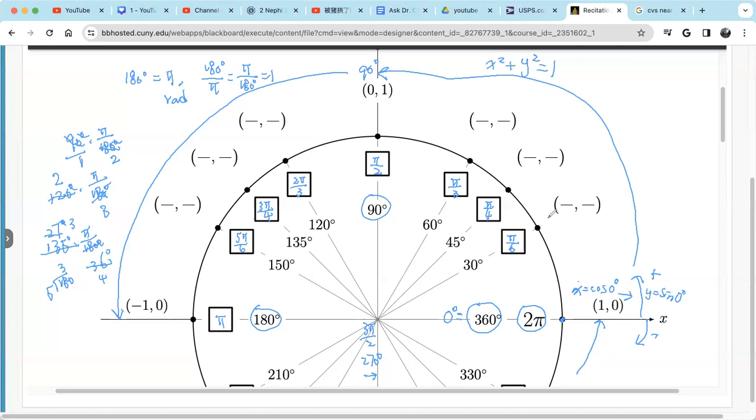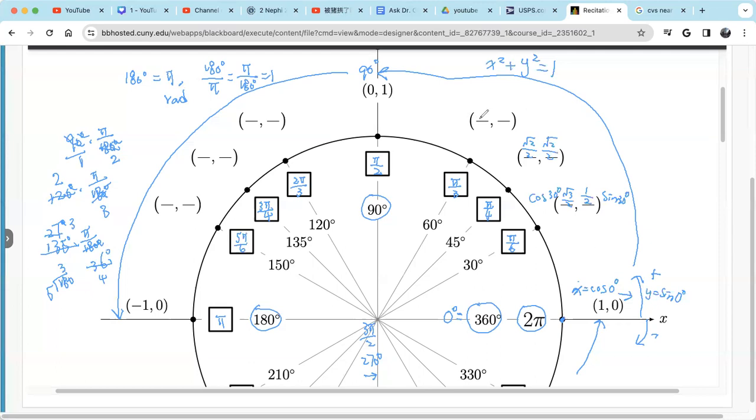So for 30, the first one is cosine 30 degrees and the second one is sine 30 degrees. Sine 30 is a half, and cosine 30 is square root of 3 over 2. Then pi over 4: the first one is cosine pi over 4, or cosine 45 degrees, which is square root 2 over 2. Cosine 45 is the same as sine 45, so those two values are the same.